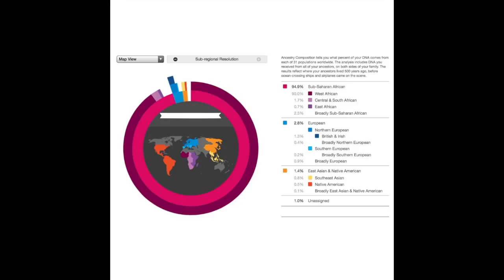And if you continue on down, you see the East Asian breakdown. It's the East Asian and Native American, which is 1.4%. Southeast Asian, 0.8%, 0.5% Native American, 0.1% broadly East Asian and Native American. So it's only 1% unassigned, but 100% of his breakdown is displayed here on the screen.